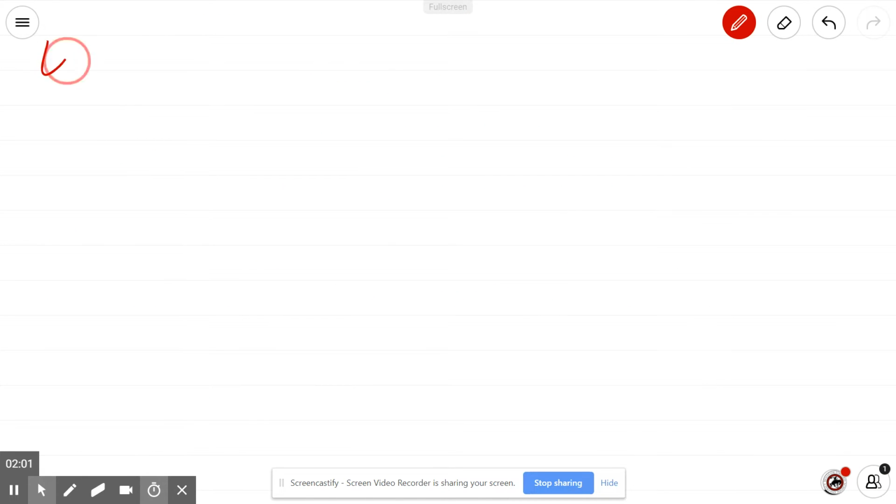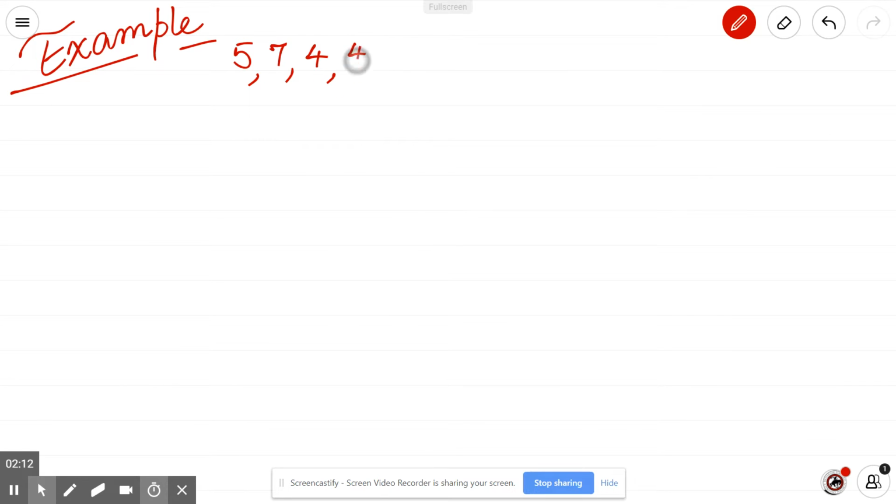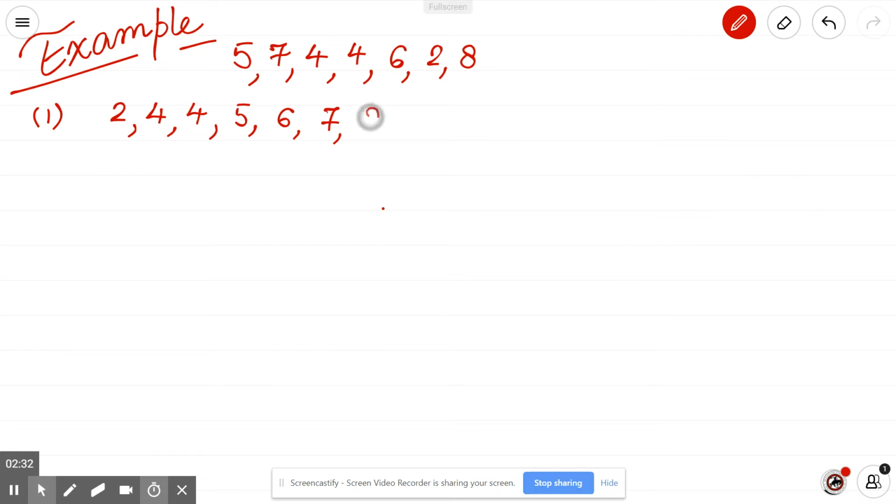And let us have an example with some information on data points. The data points provided are 5, 7, 4, 4, 6, 2, 8. Now, as you can see, this data is not in increasing order. So first step is we will put the data in order. After putting the data in order, it should look like this: 2, 4, 4, 5, 6, 7, 8.